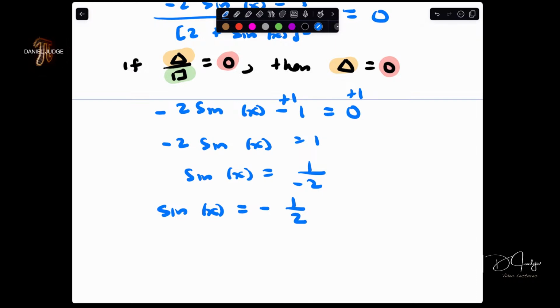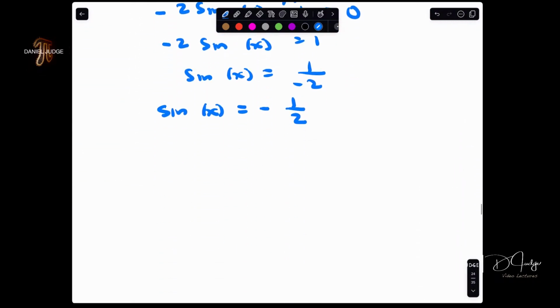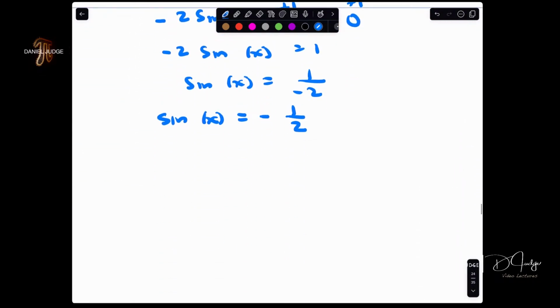All right, now this is going to be a little bit of a problem. Or is it? So sine x is negative 1/2.